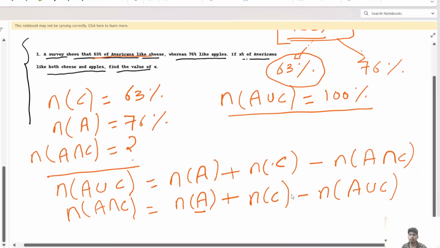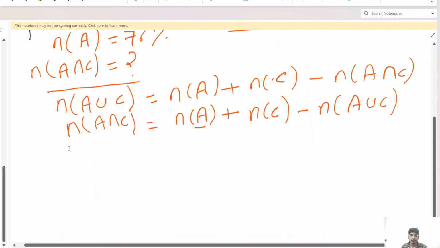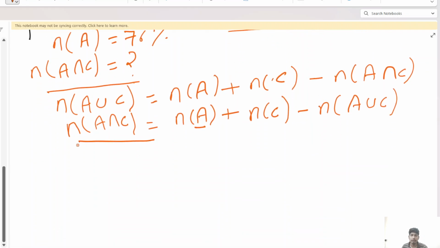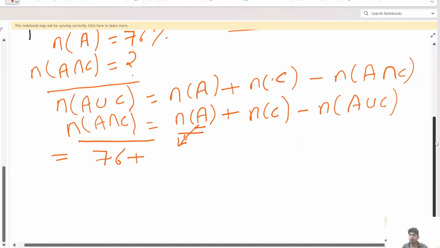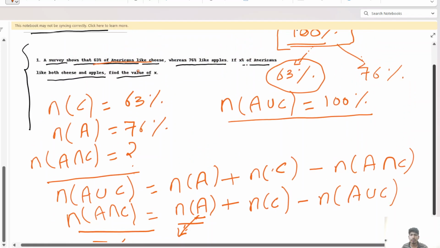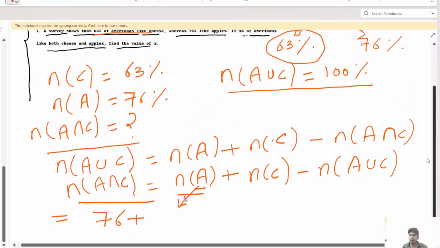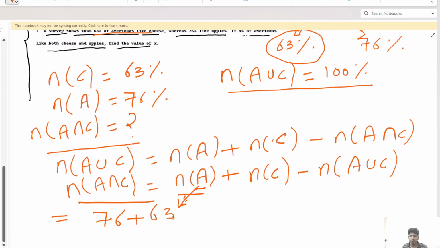The number of American people who like apples is 76%, the number who like cheese is 63%, and minus this union, which is 100%. This gives 139 minus 100, which is 39%.